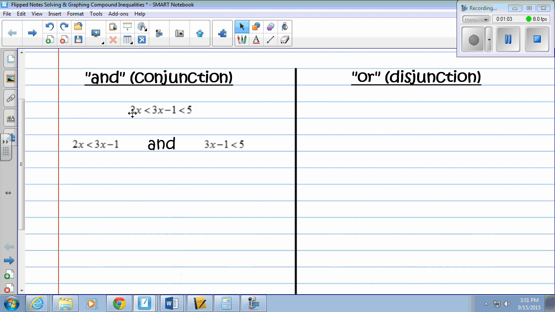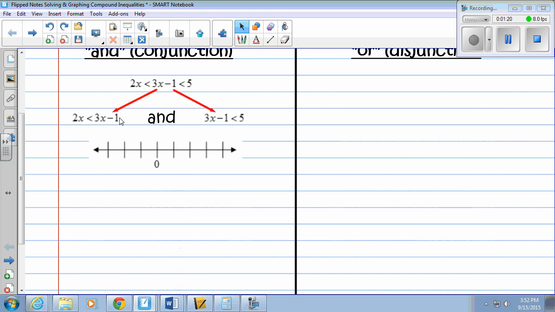So we take 2x is less than 3x minus 1, and 3x minus 1 is also less than 5. So we can split it up just like that. And when we solve this, we solve it the same way we solve an equation. So you would subtract 3x from both sides and then divide by the number in front of the x. We would add 1 to both sides and then divide by the number in front of the x. And we get two answers.